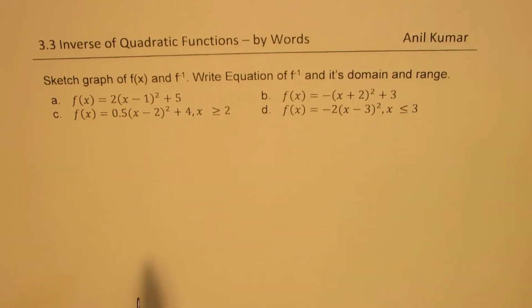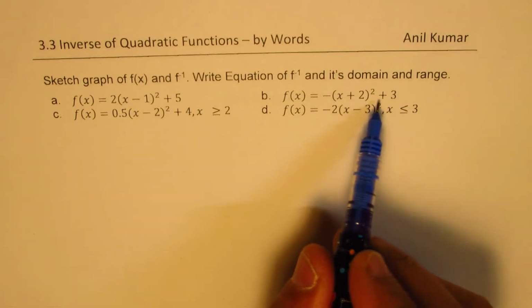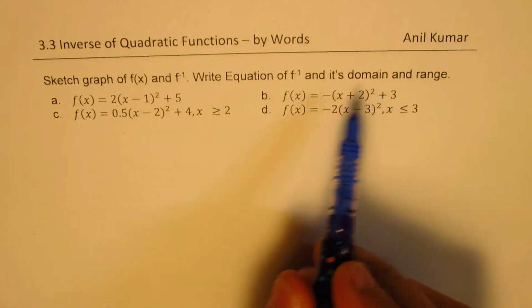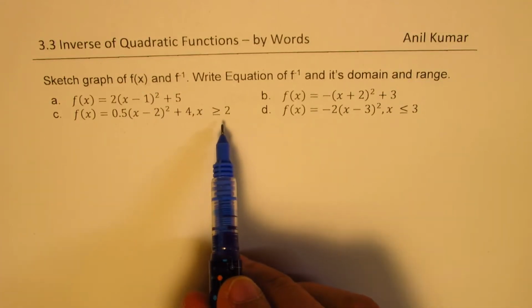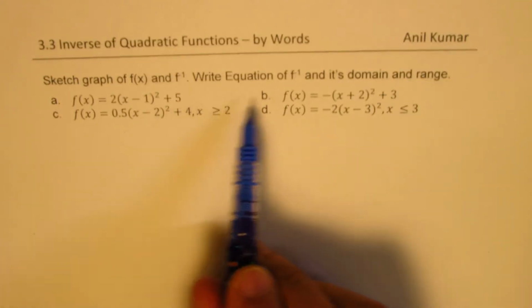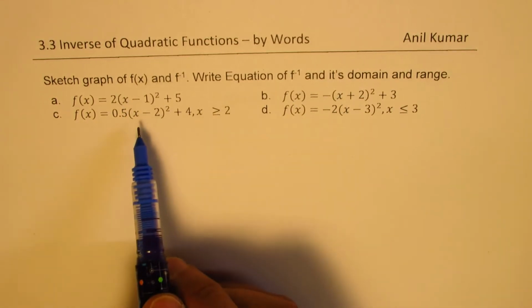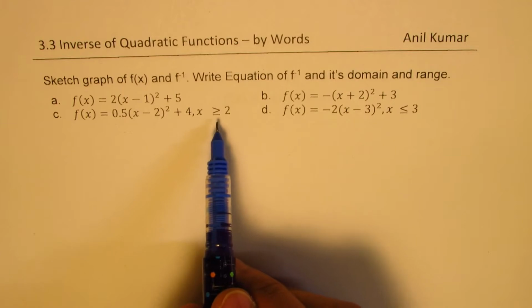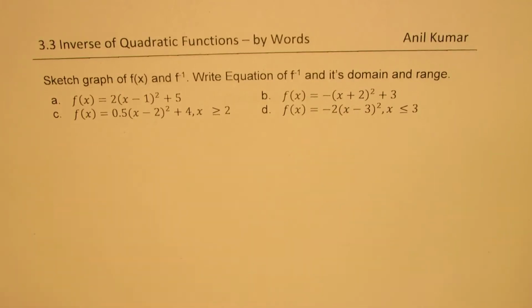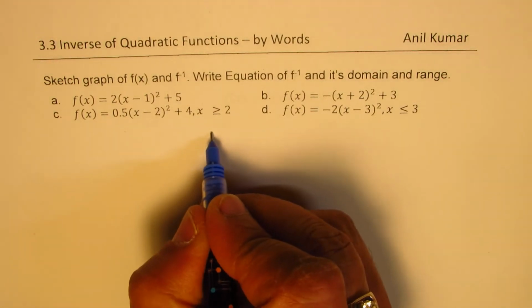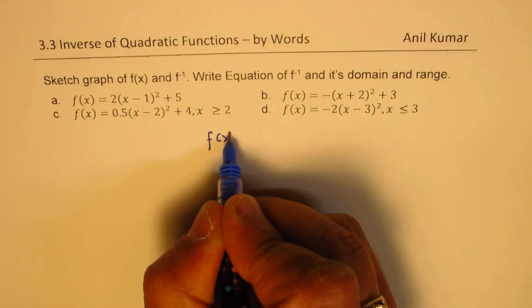There are 4 examples. The first 2 have no restriction on their domain. C and D are restricted on the domain. So the 4 examples are parabolas opening up, opening down, opening up, opening down, with the restrictions on either side. So you have a complete variety here. So let's take the very first example and understand the concept.